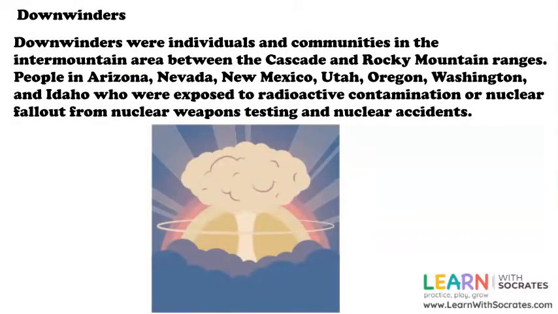Downwinders. Downwinders were individuals and communities in the Intermountain area between the Cascade and Rocky Mountain ranges. People in Arizona, Nevada, New Mexico, Utah, Oregon, Washington, and Idaho who were exposed to radioactive contamination or nuclear fallout from nuclear weapons testing and nuclear accidents.